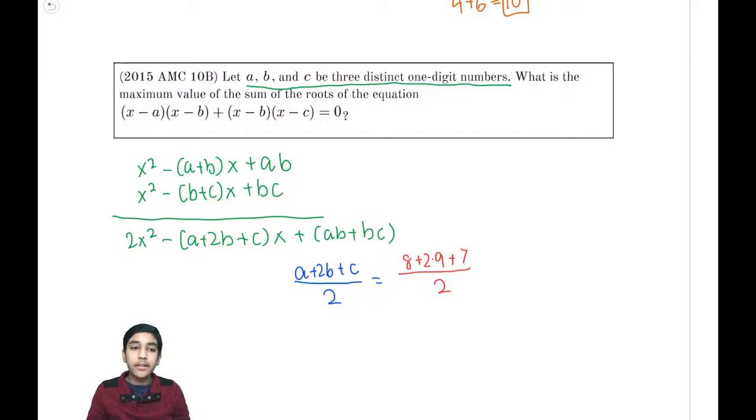If we want to maximize the value of a plus 2b plus c, the quantity will be maximized when b is maximized first, and also a and c have to be maximized. Since we're taking 2 times b, we want to make b as big as possible, and then we also want to make a and c as big as possible. Overall the sum is 18 plus 7 over 2, which is 33 divided by 2, or 16.5.